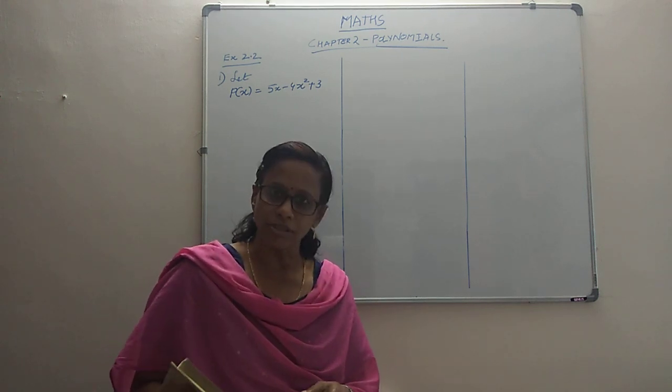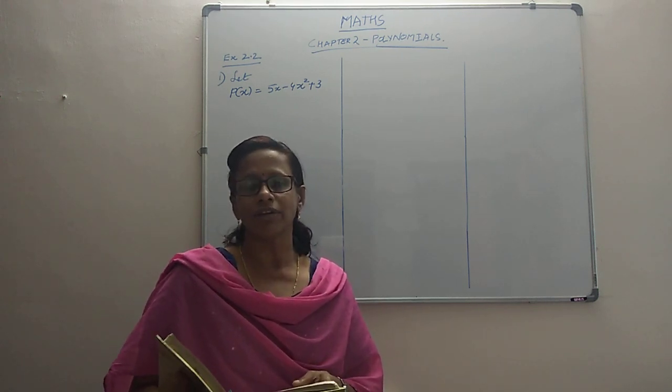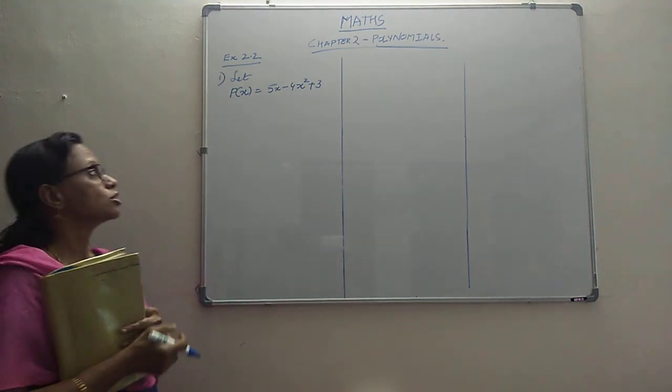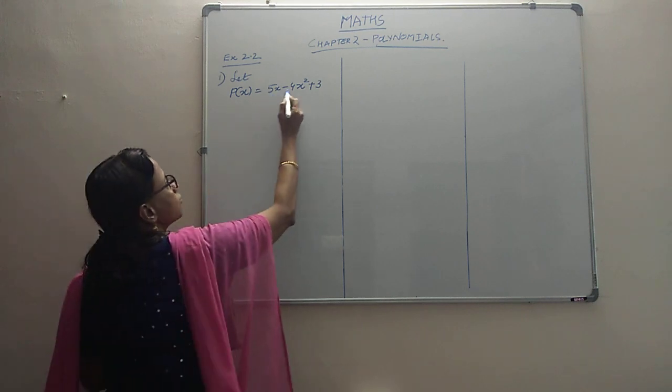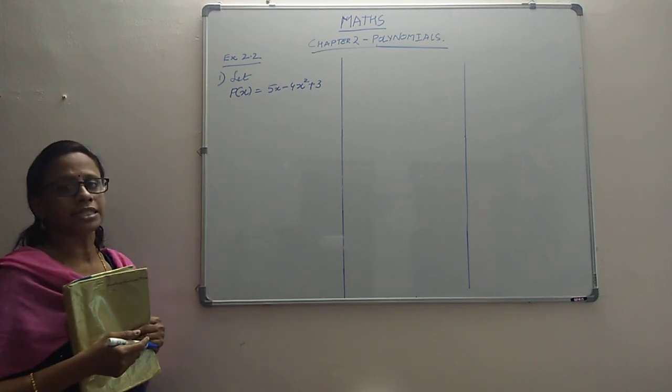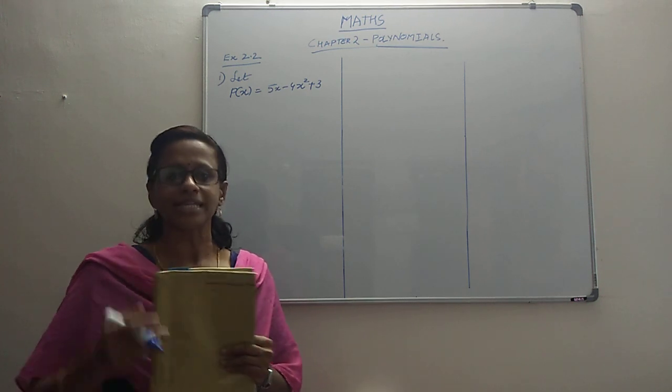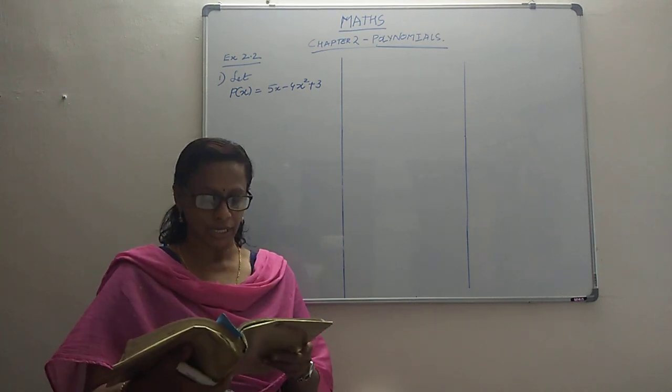Now, in order to do this problem, we will call the given polynomial p of x so that our working becomes convenient. So, this is the polynomial that is given to us, 5x minus 4x squared plus 3, that we call p of x. Let p of x be this. Then we proceed with the subparts to get the answer.